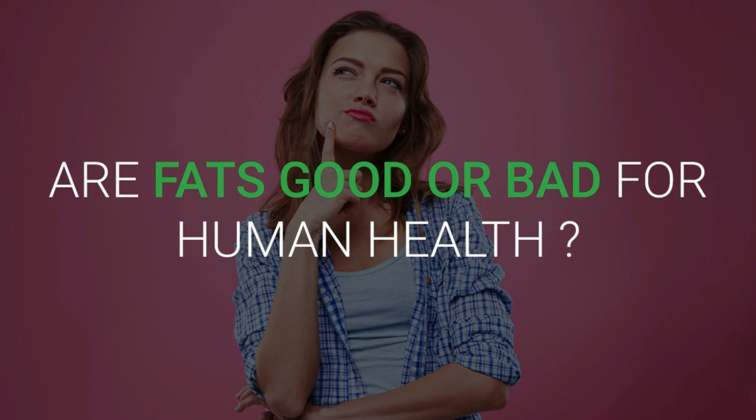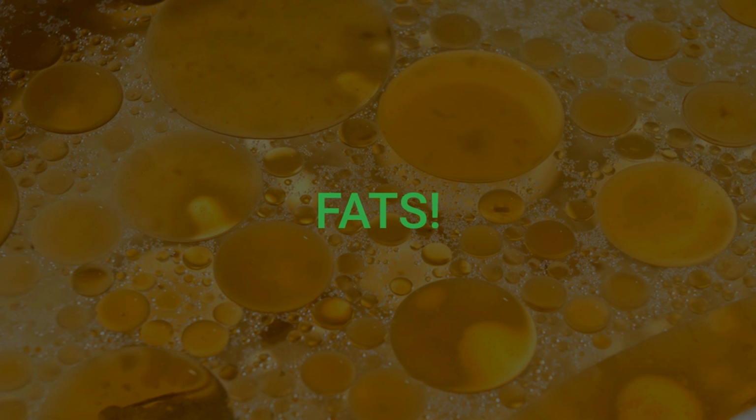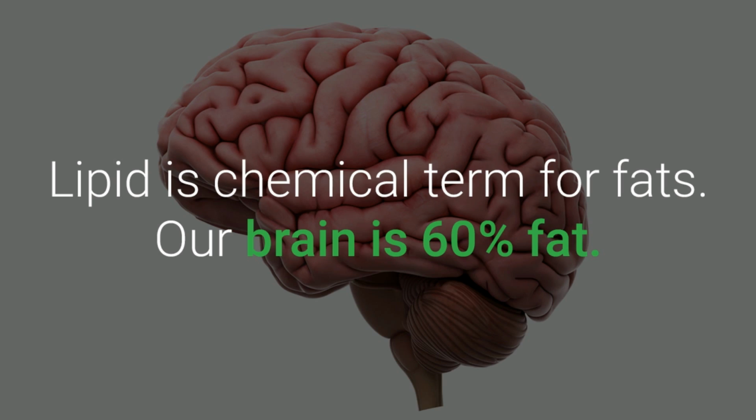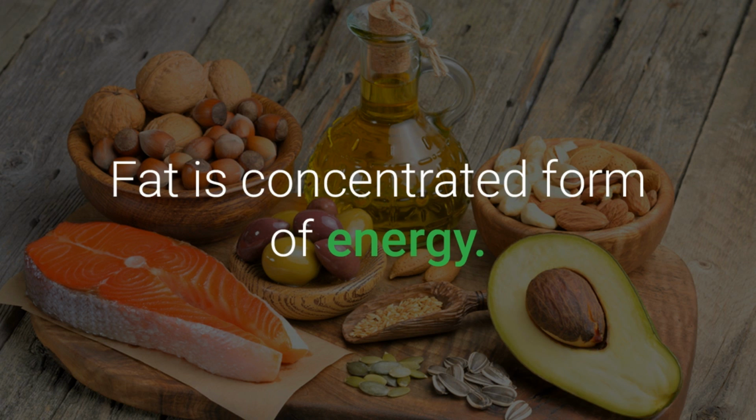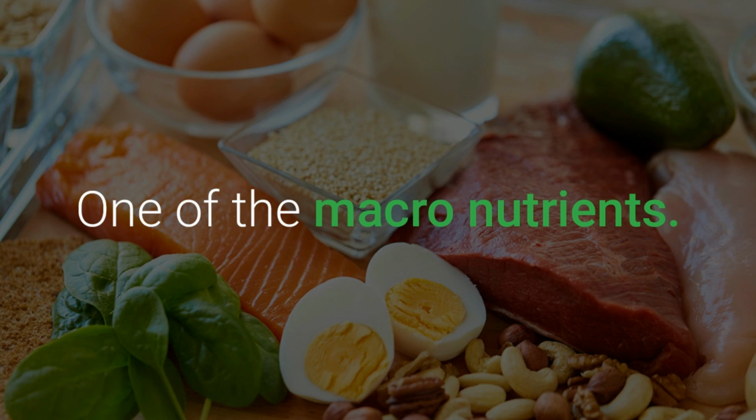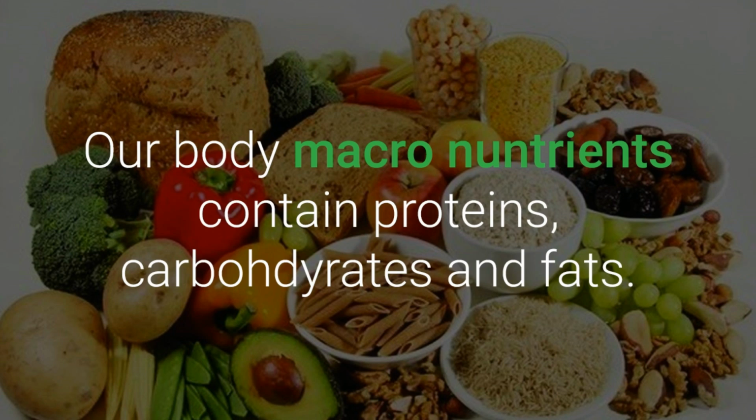Are fats good or bad for human health? Fats. Lipid is the chemical term for fats. Our brain is 60% fat. Fat is a concentrated form of energy. It is one of the macronutrients. Our body's macronutrients are proteins, carbohydrates, and fats.